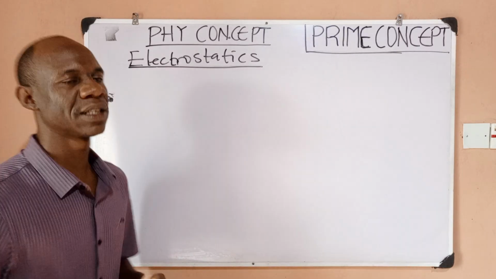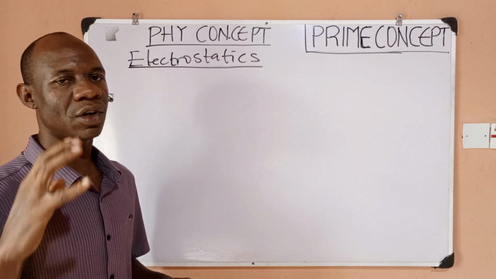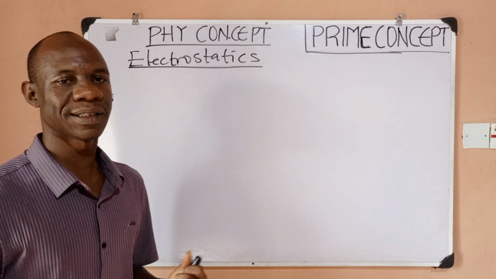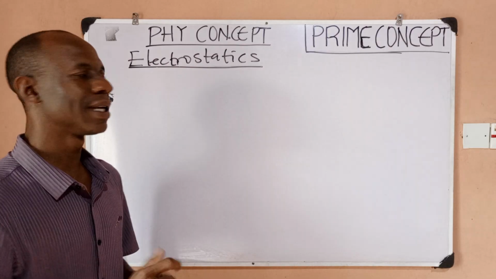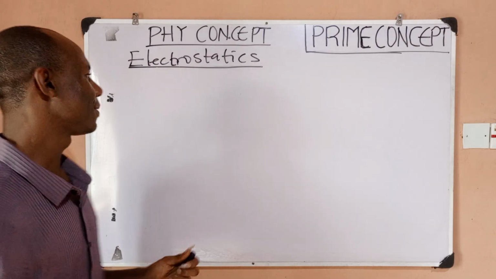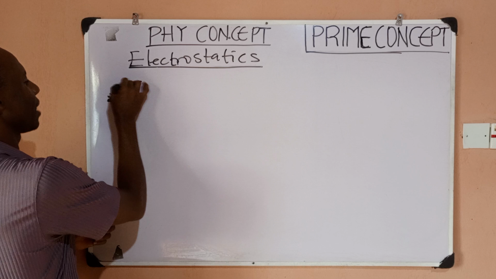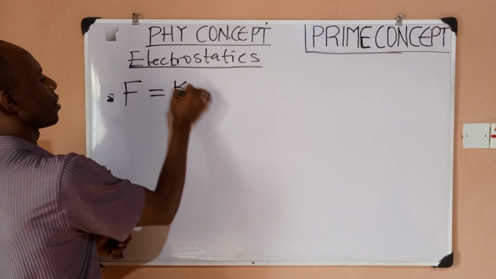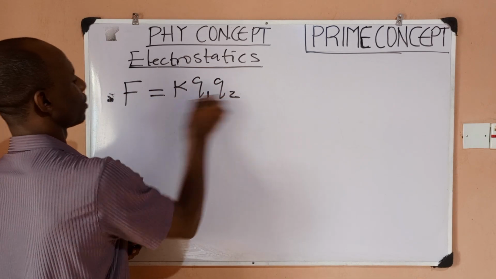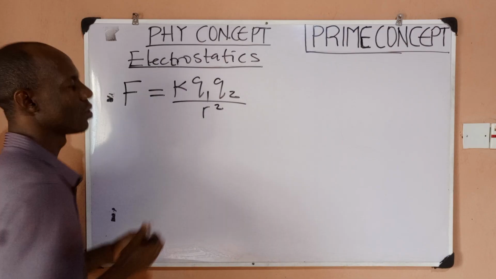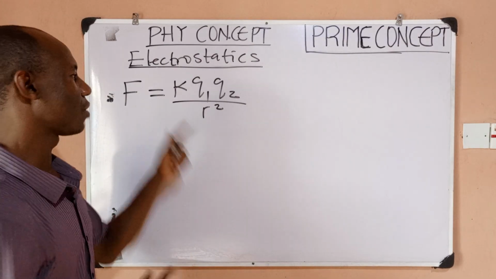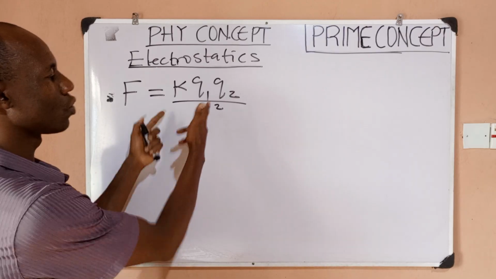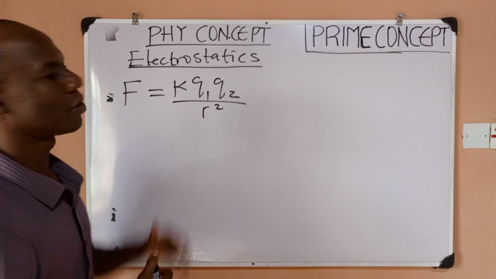And we established that one of the major laws that governs electrostatics is what we know as Coulomb's law of electrostatics. And Coulomb's law mathematically is given by the relation F equals KQ1Q2 by R squared. So this is Coulomb's law. And this formula gives us the magnitude of Coulomb's law, the size of Coulomb's force.